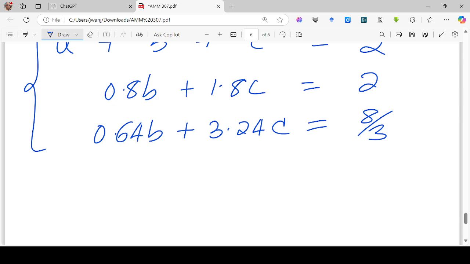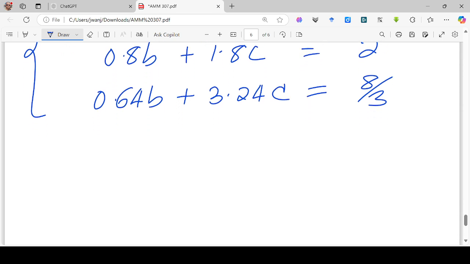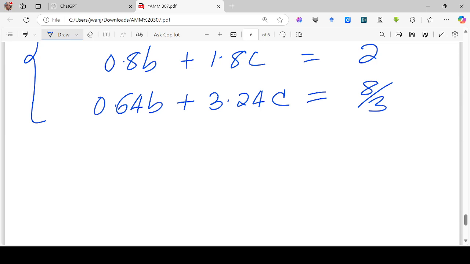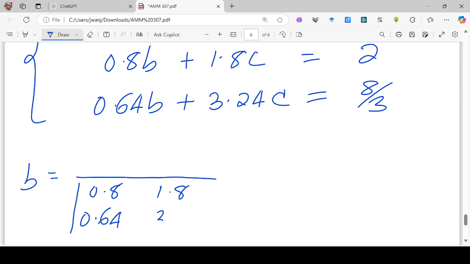If you take the last two equations, they do not have a, so we can get b using maybe Cramer's rule. The denominator can be expressed as the determinant of 0.8, 0.64, 1.8, 3.24. The numerator would be the determinant of 2, 8 over 3, and then 1.8, 3.24.